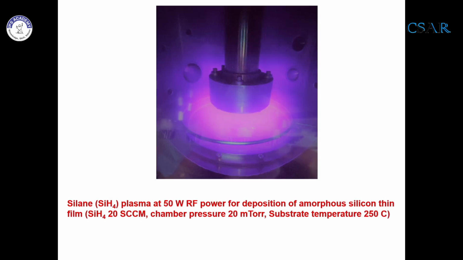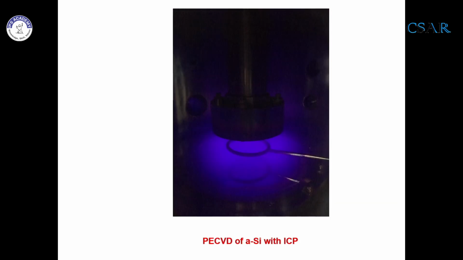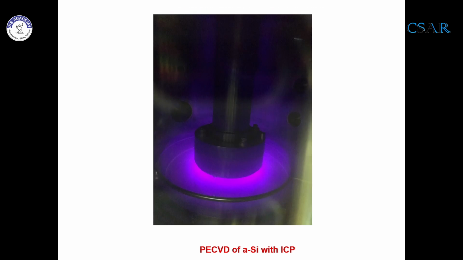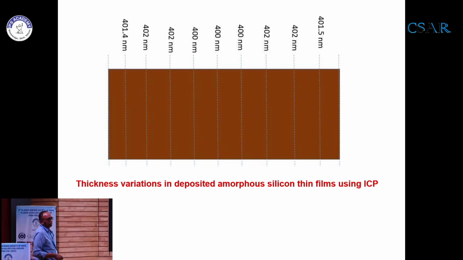So this is one success story. This is now routinely being used for making solar cell devices. This is the one being used for amorphous silicon. And see the uniformity.